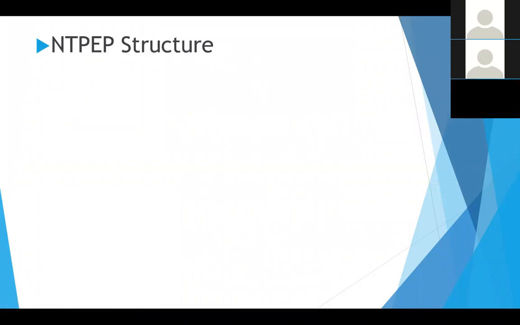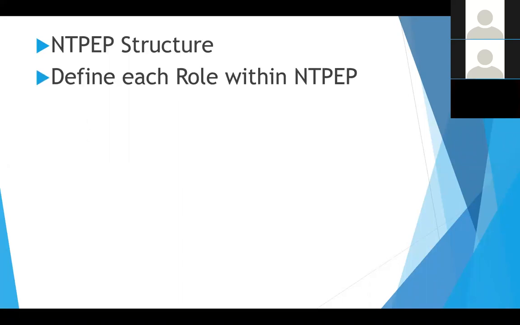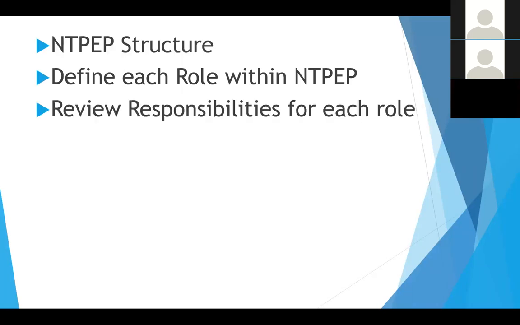So a couple of things we're going to go over today. We're going to briefly touch on the NTPEP structure itself in case those of you who may not be familiar with it, we can make sure that we're all on the same page moving forward since NTPEP is such a large technical service program. We're going to define each of the roles as it relates to NTPEP. We're going to review the responsibilities for each of those roles. And obviously, as I just mentioned, I'll answer any questions you may have.